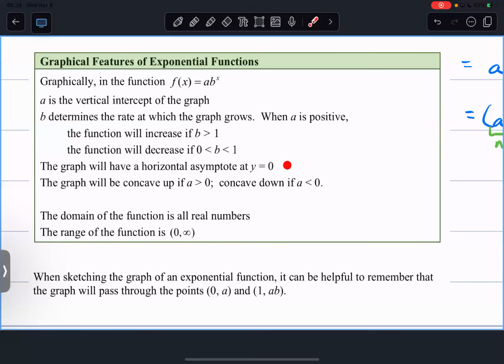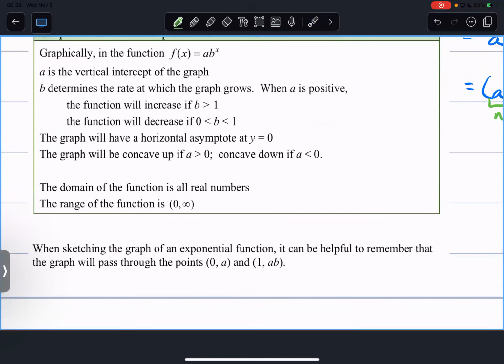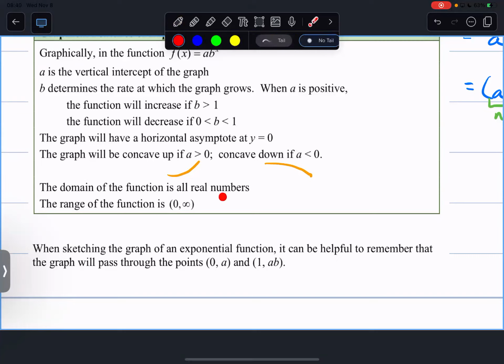You'll have a horizontal asymptote at y equals 0. We saw that it levels out and it never reaches 0. And this graph is going to be concave up if a is positive and concave down if a is negative. So again, it just flips it on the x-axis. That's the same behavior as before. And the domain of the function is all real numbers, and the range of the function, because we have a horizontal asymptote at zero and it never goes below that, unless we shift it down, is zero to infinity, not including the endpoint.